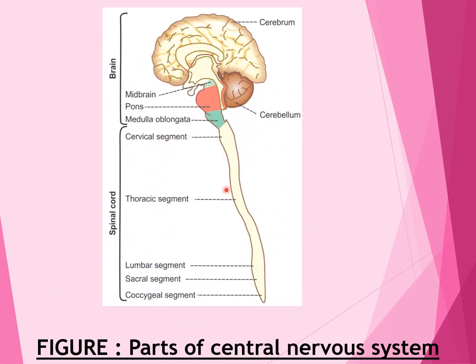So this is the figure of parts of the central nervous system. This part includes the brain, and this one is the midbrain, pons and medulla oblongata. This is cerebrum and cerebellum. Now this one is the spinal cord and it includes cervical, thoracic, lumbar, sacral and coccygeal segments. So it occupies the central axis of the body. So it is known as central nervous system.